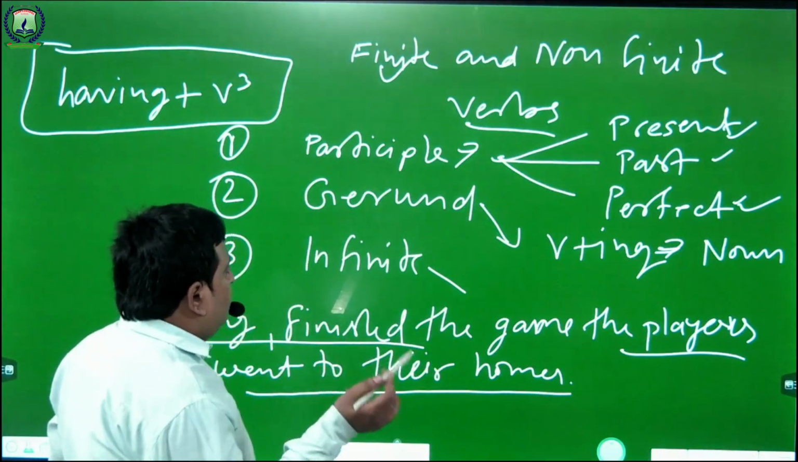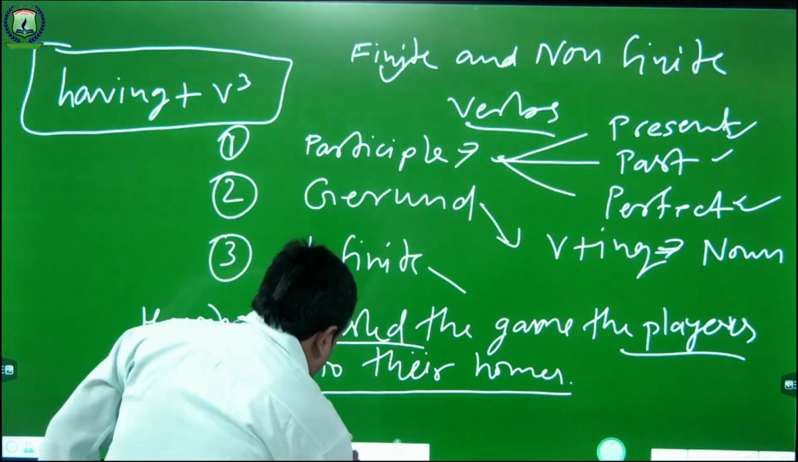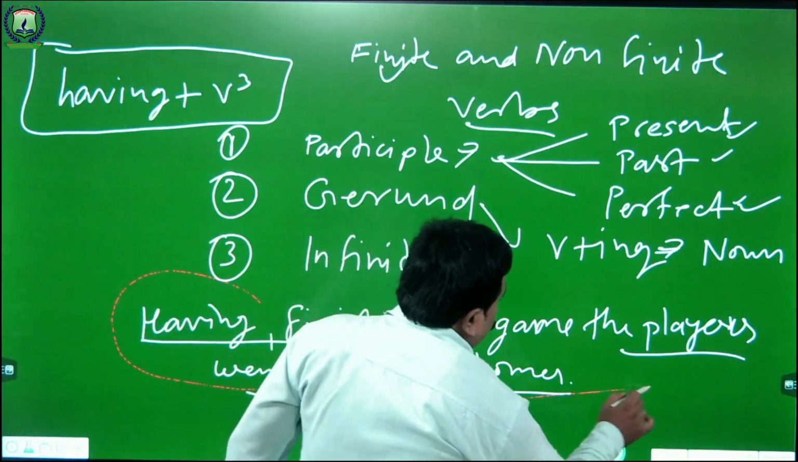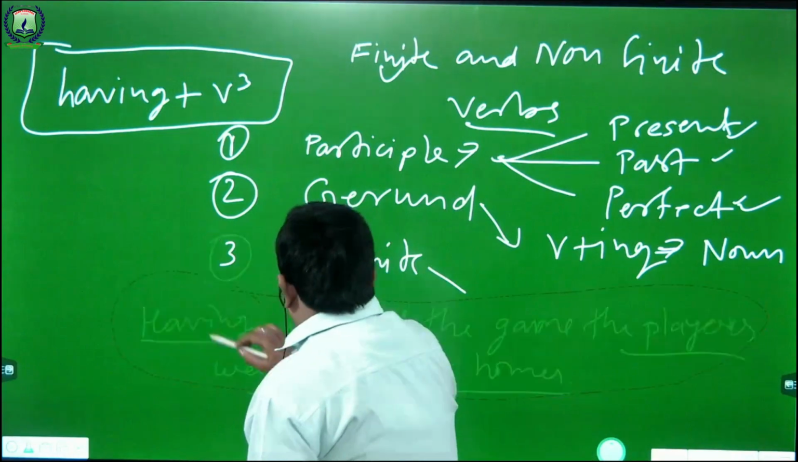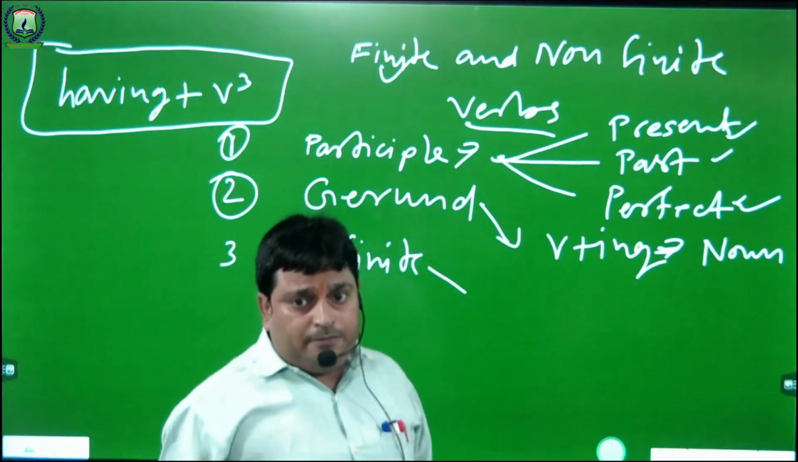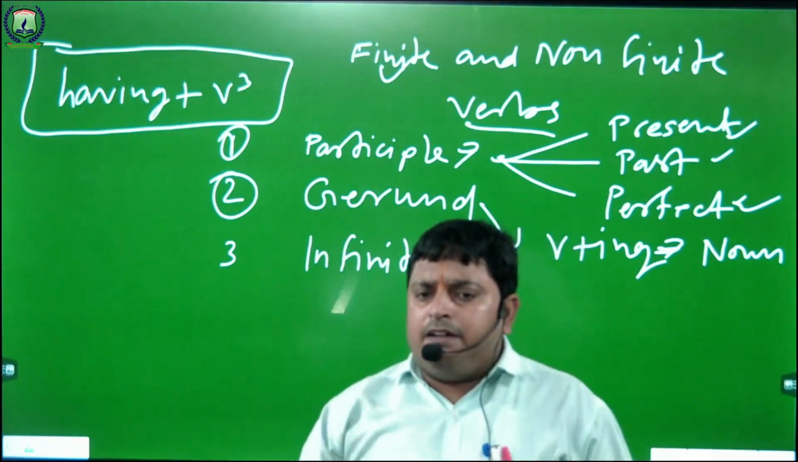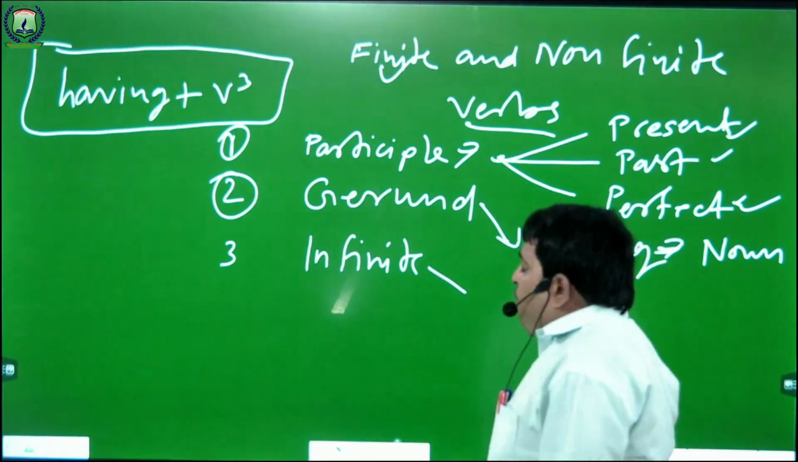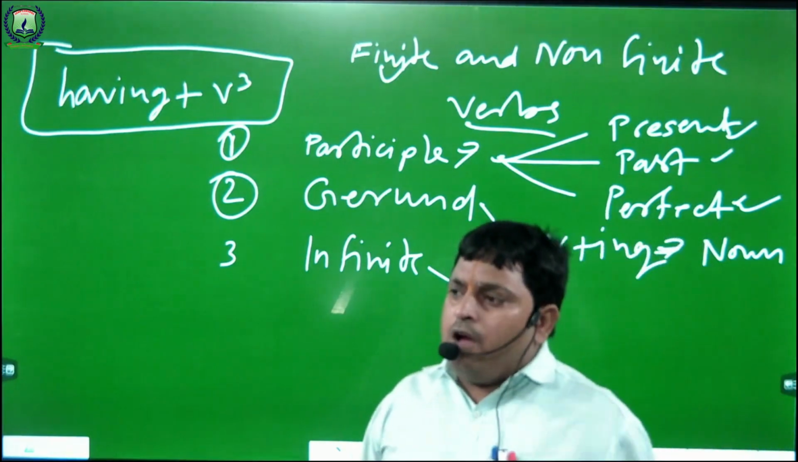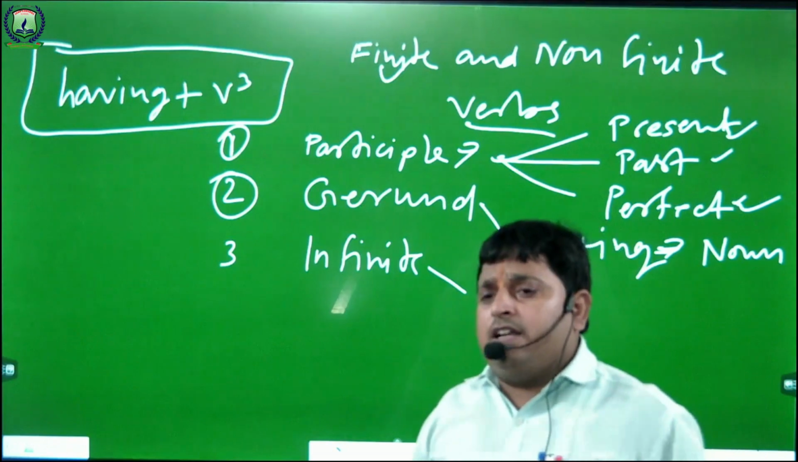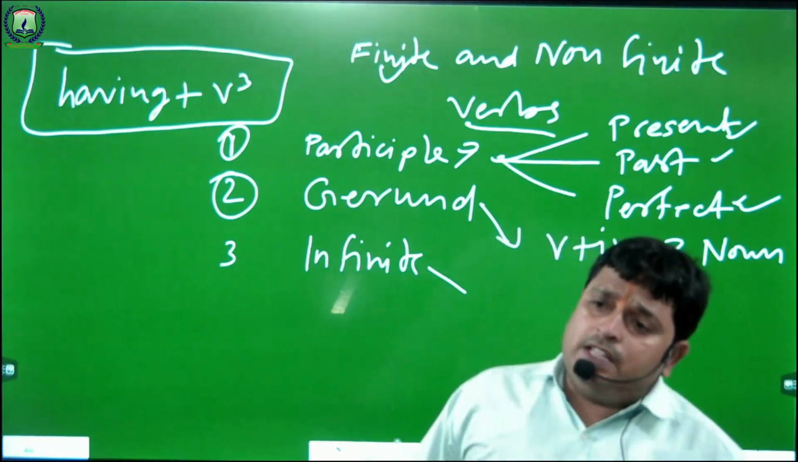Now the second thing. Now I will talk about gerund. What is gerund? The second thing, gerund is a form of verb. Gerund is a form of verb used in a sentence as a noun, it means as a subject.